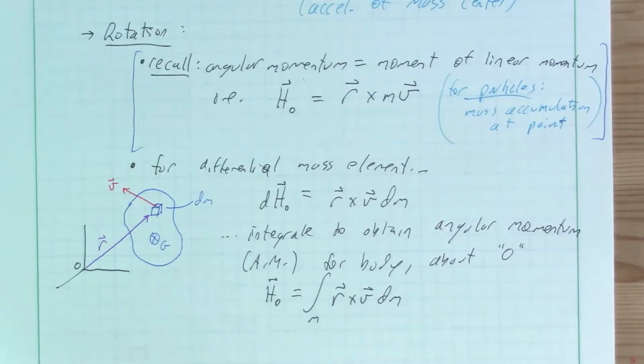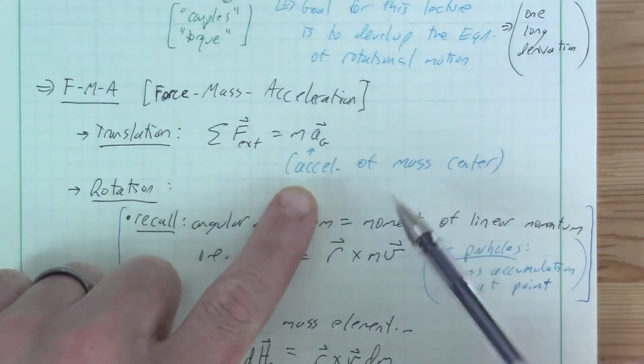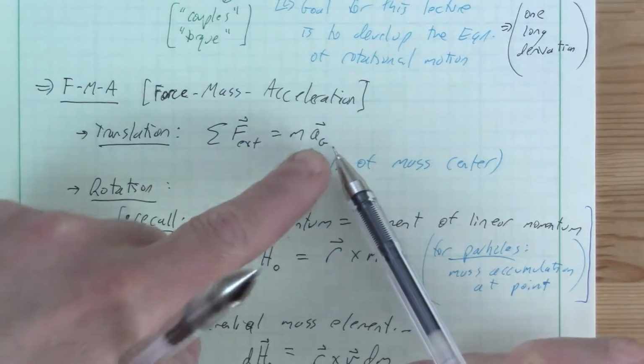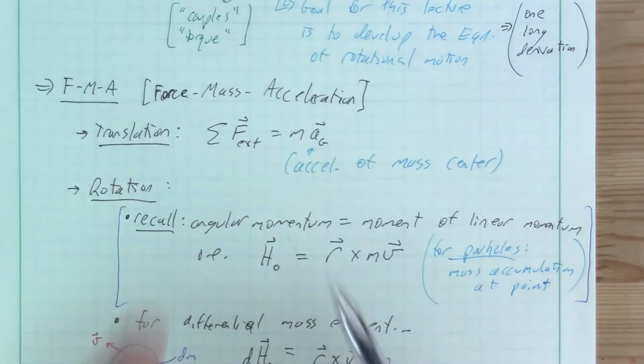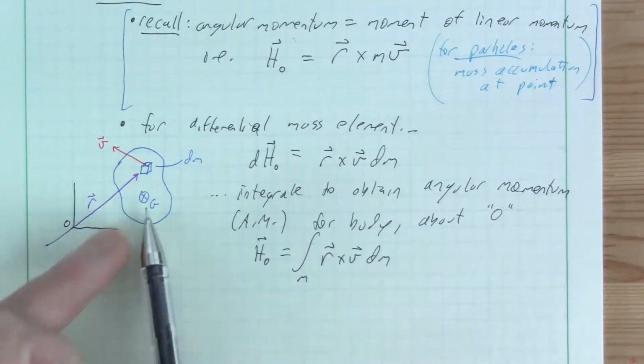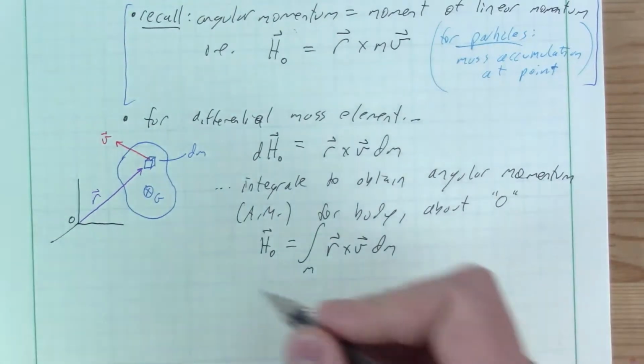Now, what we'd like to do is relate this to the center of mass. We talked about last time how that is often a convenient choice because, as you can see up here, our acceleration is of the mass center. Our translational kinetics is all about the mass center. So we want to relate this, not about point O, but to the angular momentum about the mass center. Then we need a relative position.